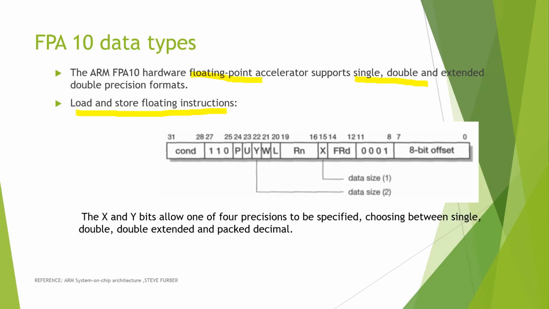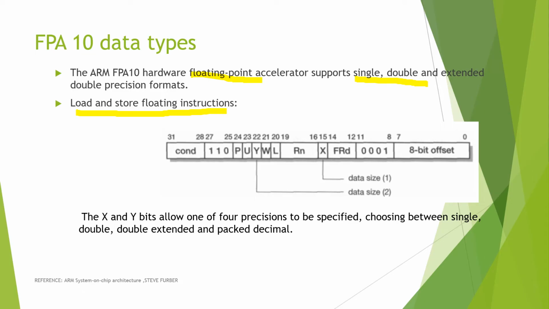Here, bits 0 to 7, the first 8 bits, represent the 8-bit offset. And then you have the FRD. What is RD? It is a destination register where you are going to store the desired outcome, right? Here FRD means there is a first register to be transferred. That is why it is represented as FRD.